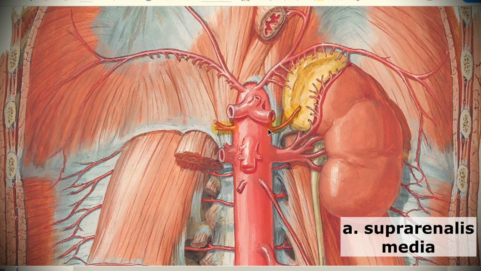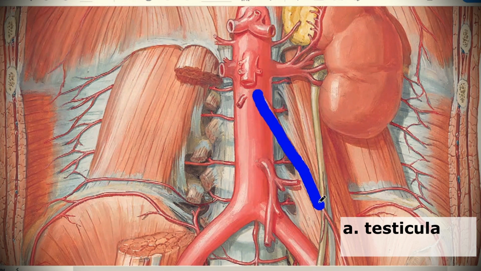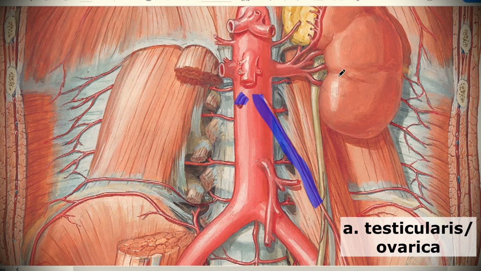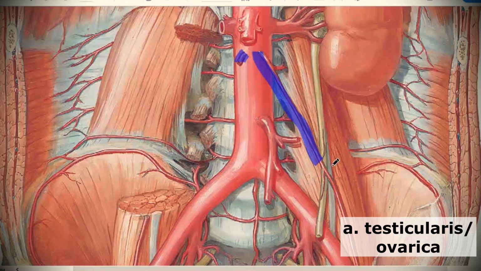It comes directly from the aorta, and it will supply your suprarenal gland. And the last paired branch is arteria testicularis or ovarica. It depends on male or female. In this case, it's male, so this is arteria testicularis.